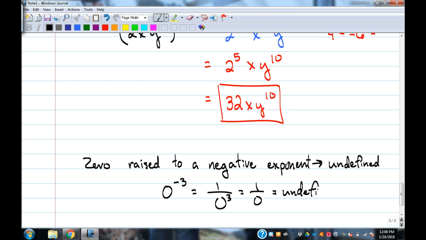Just like it was with slope, 0 under the line is undefined. That's what the negative exponent on a 0 creates, is 0 under the line. And dividing by 0 is an undefined operation in mathematics. Okay, so you need to know that. There's 1 or 2 problems where that comes up. You've got to watch out for that.